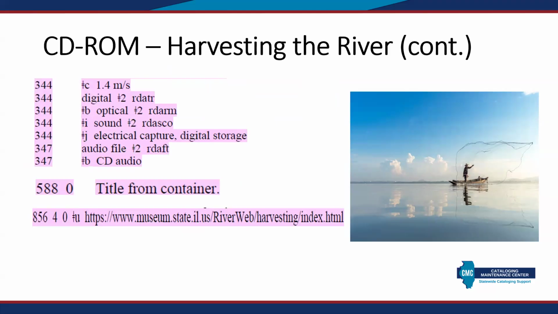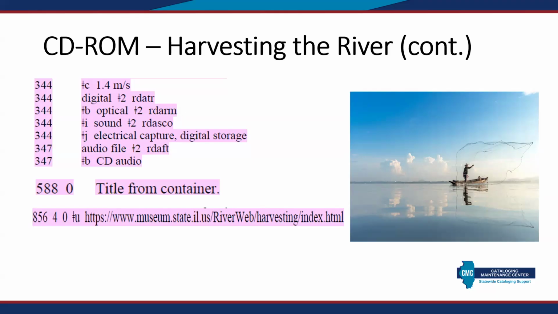And continuing with Harvesting the River, we also have a bevy of 344s and 347s that we can put in there. You can see I've got a subfield C, 1.4 meters per second. 344 subfield A is digital. Subfield B is optical. And of course, since it has sound, we have its subfield I of sound, and there's my electrical capture digital storage noted there. The 347 notes it is an audio file, and it is CD audio in subfield B of our 347.